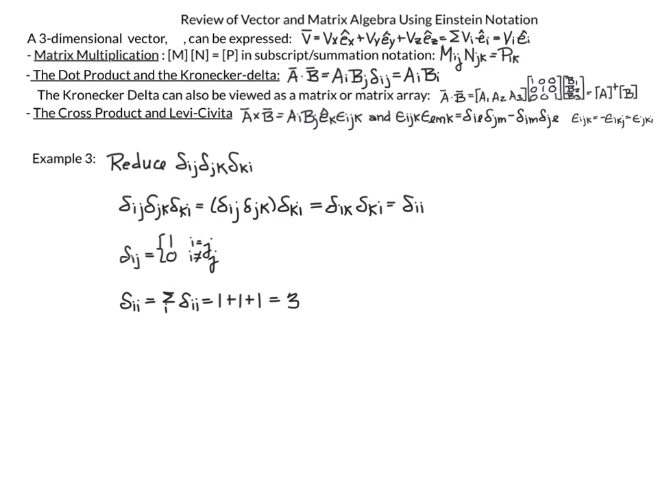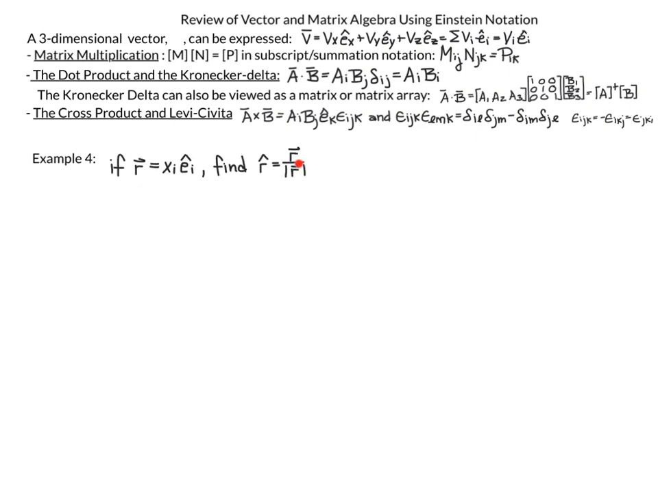So delta ii, summing over i, assuming this is a 3-dimensional space, is going to be equal to, when i is equal to 1, we have delta 1,1, which is equal to 1. When i is equal to 2, we'll have delta 2,2, which is equal to 1. And when i is equal to 3, we'll have delta 3,3, which is equal to 1. So our delta ii will equal 3. And 3 is our final answer.